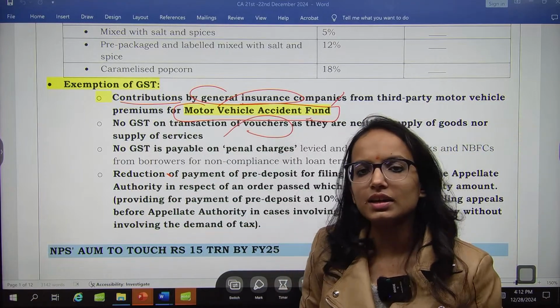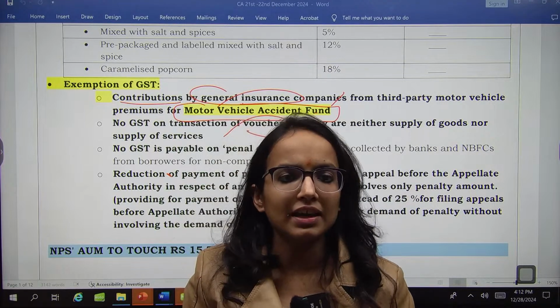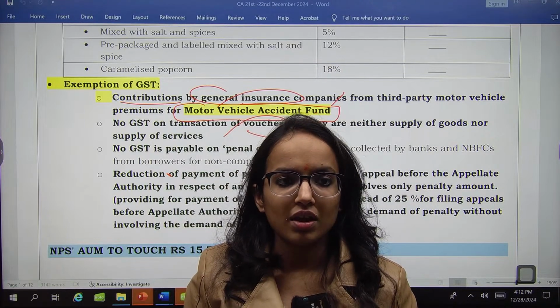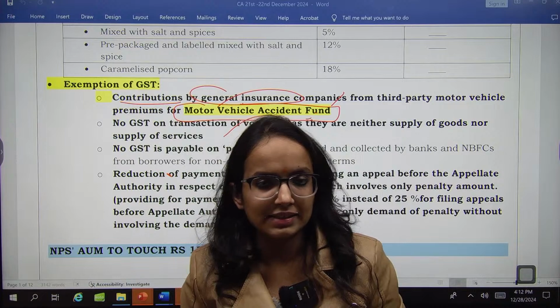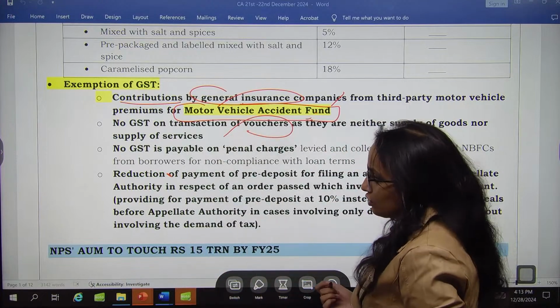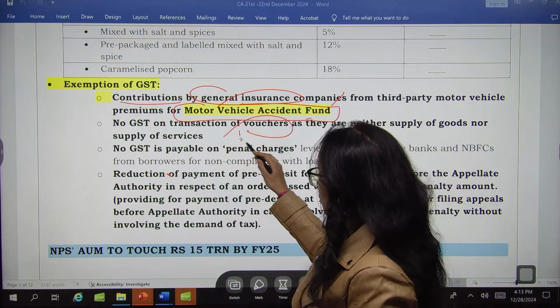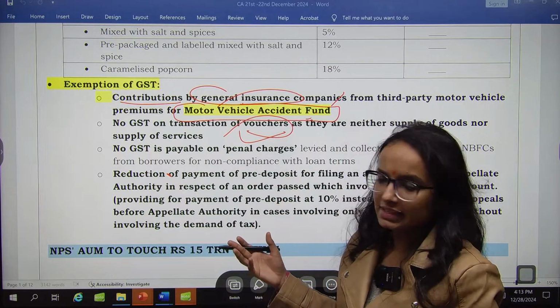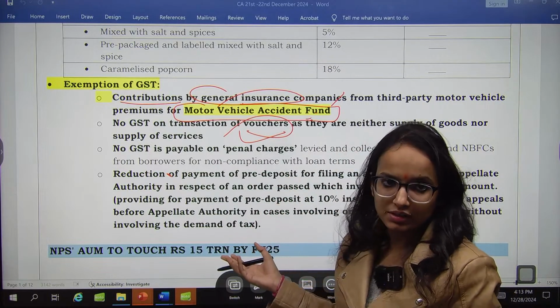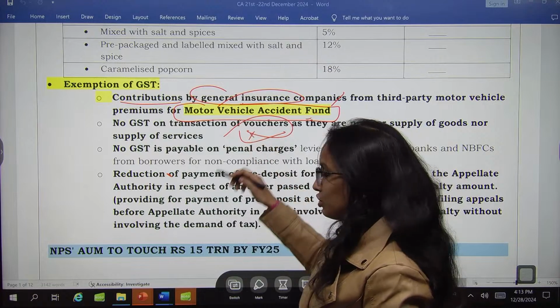So they are saying कि anything which is not generating any sale is not taxed under GST, right? So no GST on transaction of vouchers. Vouchers are not creating any sale. है ना, और सप्लाई ऑफ सर्विसेज, दैट्स वाई वाउचर्स पे भी कोई टैक्स नहीं है.